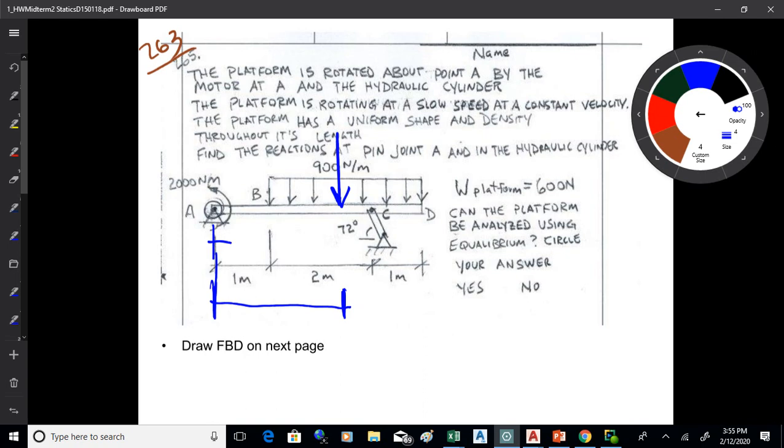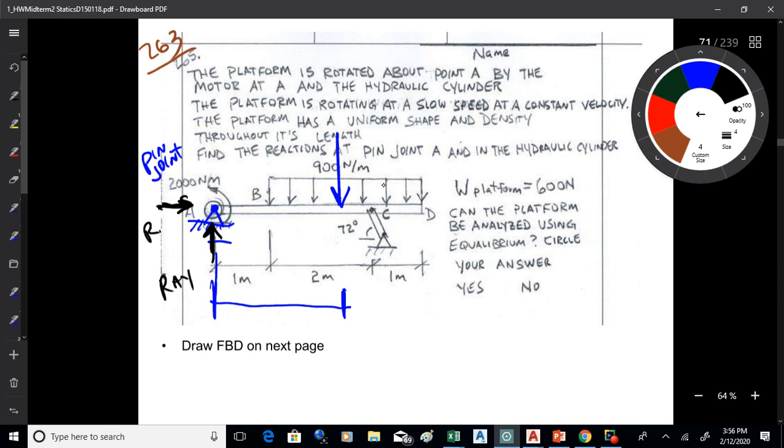Okay? Now, we want to look at those symbols. Those are like schematic symbols, and they mean things. What I've got is a triangle with a dot on it over there. And what does a triangle and a dot on it stand for? That is a pin joint, right? And when I see a pin joint, I don't overthink this stuff. I put two forces at right angles, RAY, RAX. That's all there is to it, okay?